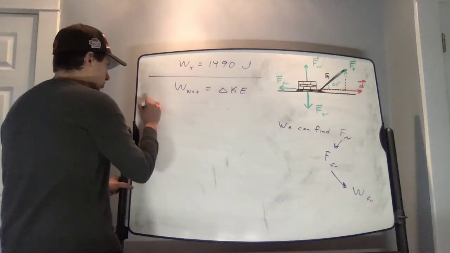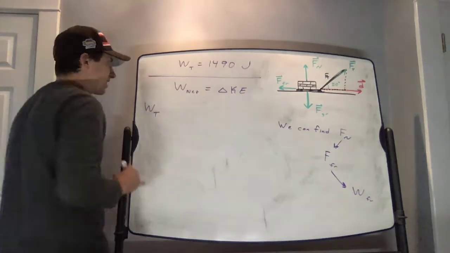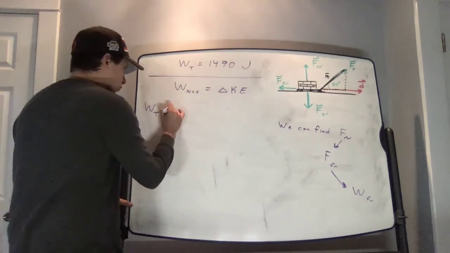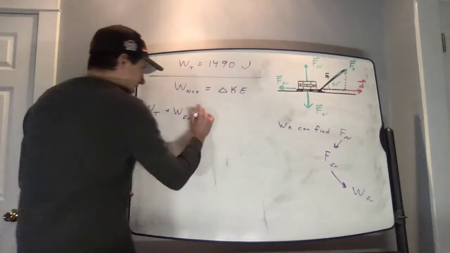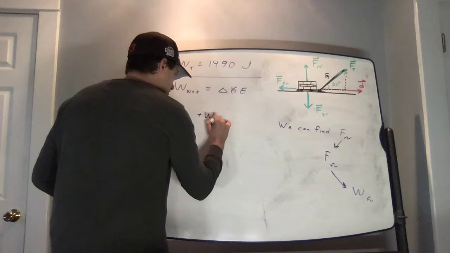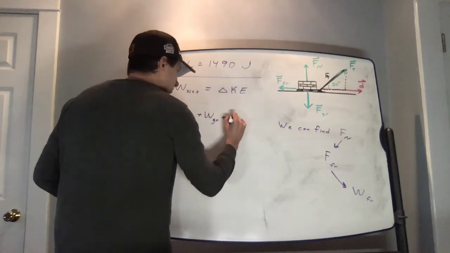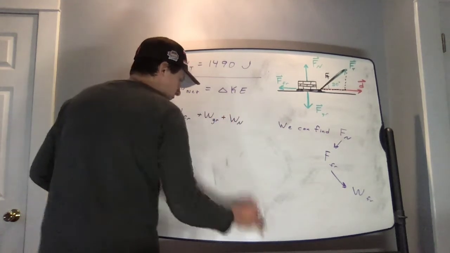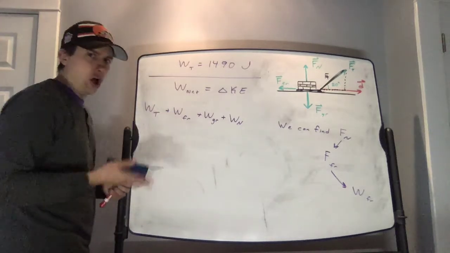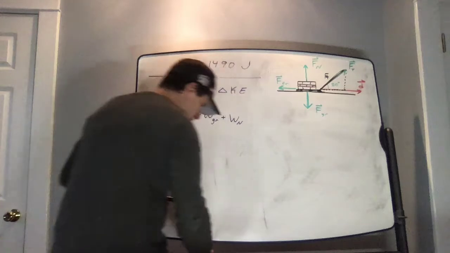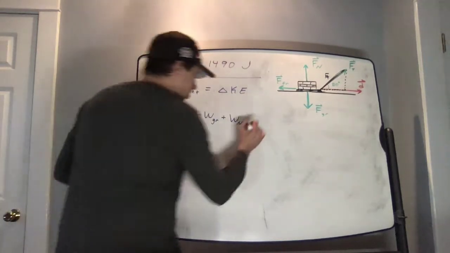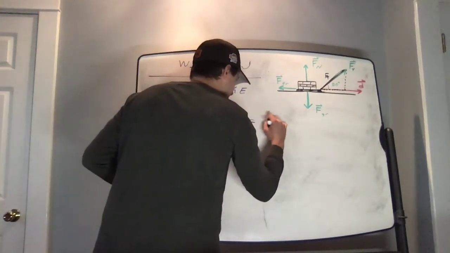I have the work done by the tension force acting on the sled. I have the work done by the force of friction acting on the sled. I have the work done by the gravitational force acting on the sled. Plus I have the work done by the normal force acting on the sled. And all of these works have to add up to the total change in kinetic energy of the sled, so equals delta KE.